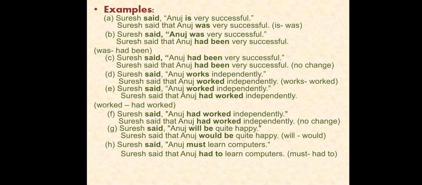Next, Suresh said, "Anuj had been very successful." So here this sentence does not require any change. We only need to omit the comma and inverted commas, and we need to add that in that place. So the answer will come like this: Suresh said that Anuj had been very successful.